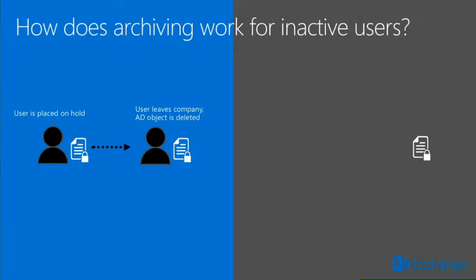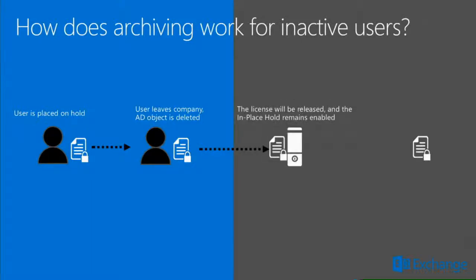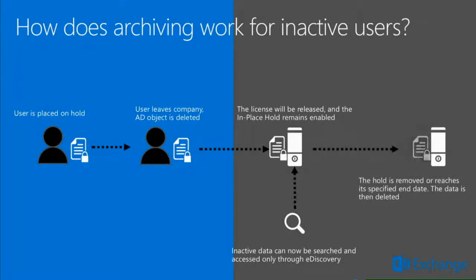The user leaves the company. You go into Office 365, delete the AD object, and the license is released, which means you're no longer paying for it. Inactive data can be accessed through e-discovery. Once the hold is removed or the item or the mailbox reaches a certain age that matches the preservation policy limit, it's automatically deleted. So that's the inactive mailbox feature. You guys are welcome to come and ask me more questions about that.